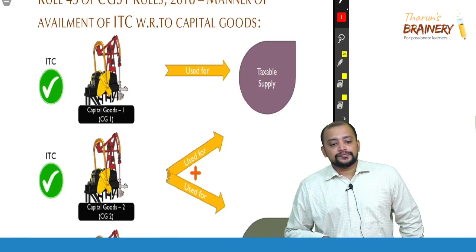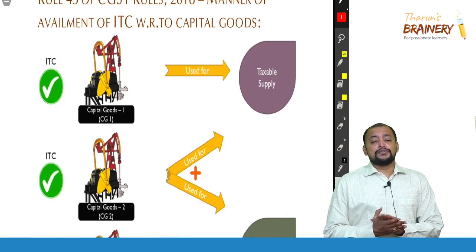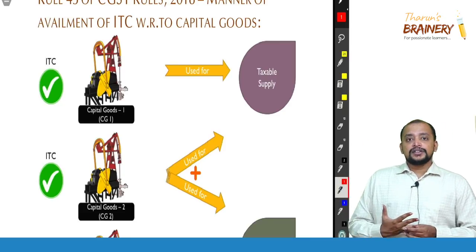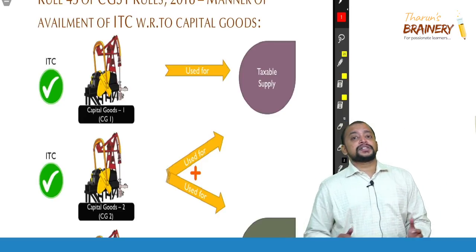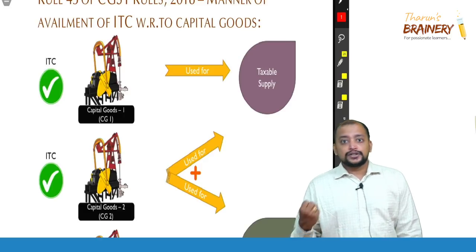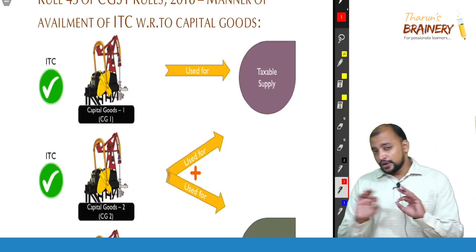Now, after completion of rule 42, we are moving on to rule 43. What is this rule 43? Rule 43 says that whenever we have some capital goods, and that capital goods is used for taxable supplies, then we can enjoy the credit. So there is no restriction.